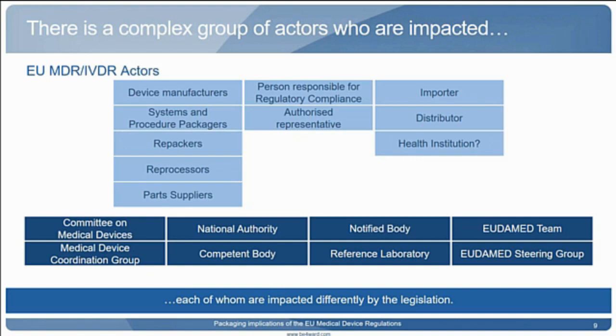Below that, we see a statement for authorized representatives. So any device manufacturer that doesn't have a physical presence within the EU will have to have an authorized representative who markets their products on their behalf, who is physically located in the EU. And those authorized representatives will carry a number of the responsibilities of the device manufacturer and will need to have a person responsible for regulatory compliance.